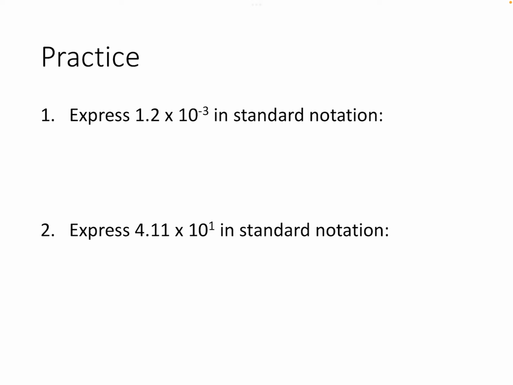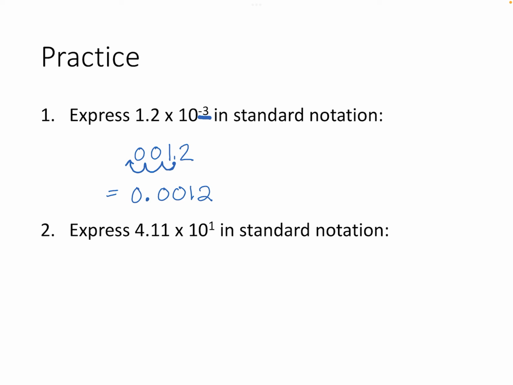All right, so the first one, 1.2 times 10 to the negative 3, I'm going to write my coefficient, and my exponent is 3, so I need to move my decimal 3 places, but it's also negative, so I'm going to move it to the left so that I get a smaller number. 1, 2, 3. I'm going to fill in these empty spaces with zeros. So this will be 0.0012.